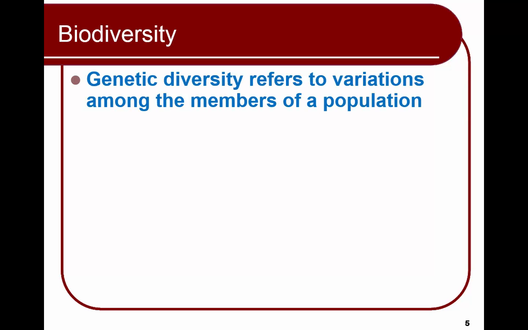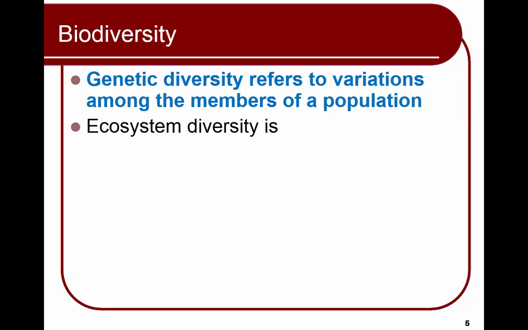Genetic diversity is the variations among the members of a population, and if you have a lot of genetic diversity, you're more likely to have some that can survive if an ecosystem changes. For instance, back in 1984, there was a citrus canker that developed on the citrus crops, and there was not a lot of genetic diversity, so a lot of the citrus orange crops were lost because of that canker.